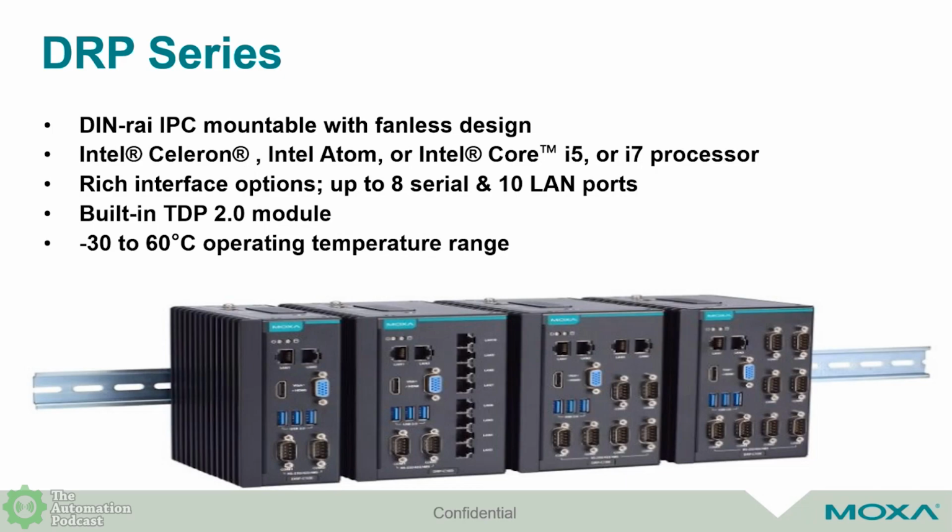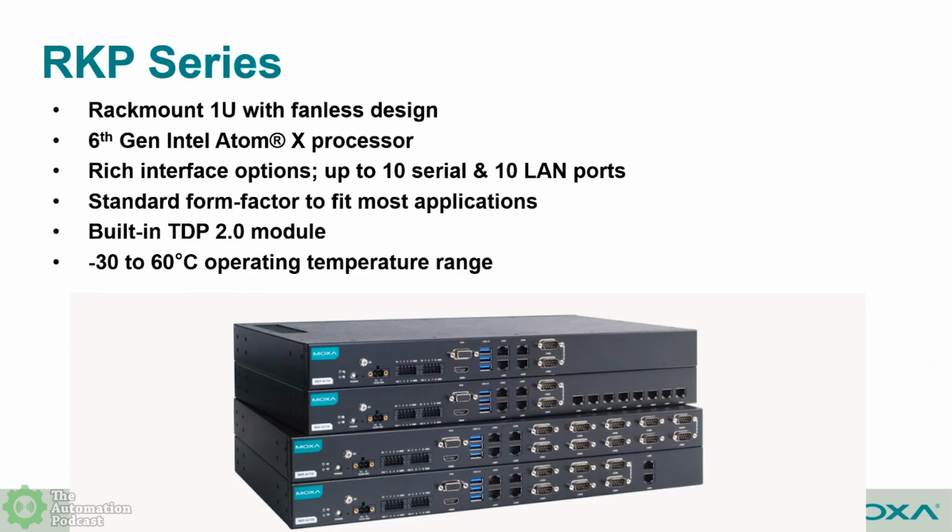The industrial grade operating temperature, and also a built-in TPM 2.0 module to secure the platform from any unauthorized access. And the third series that I mentioned was the rack mount. It's called the RKP Series. It fits into your 1U, and it has up to 12 gigabit Ethernet ports.